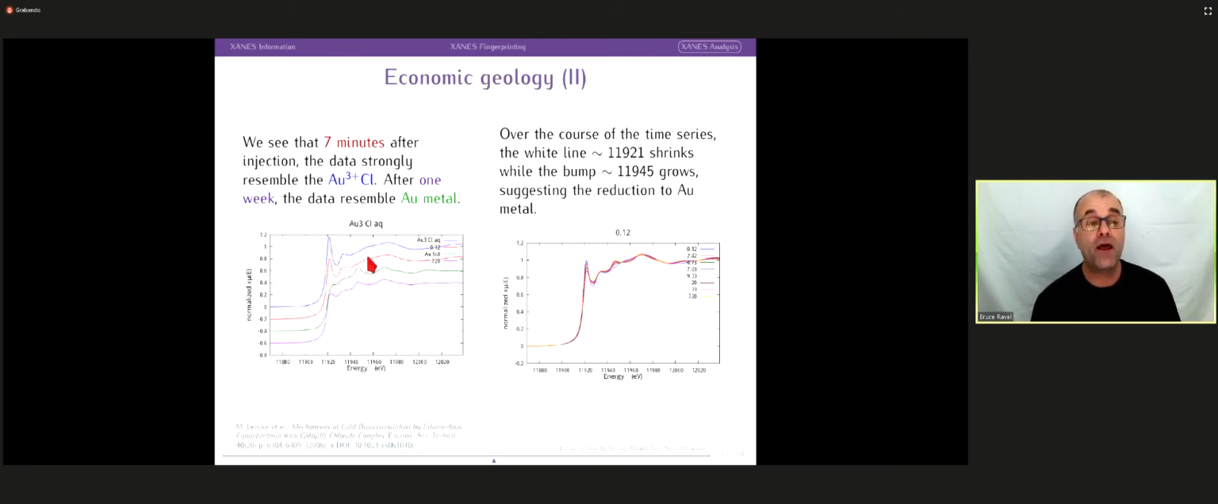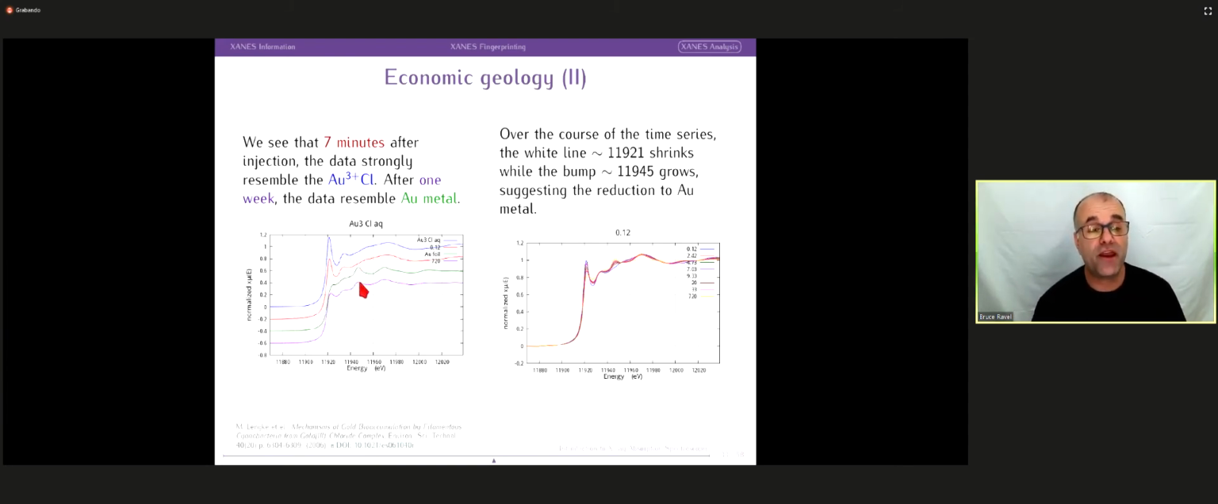You see that the sample with the cyanobacteria looks much like the gold chloride spectrum, but not exactly like. A gold foil looks like the green line here. And after a week, this experiment had been done back in their lab and they brought a prepared sample to the beamline so that we could do the time sequence, but then also measure a week old sample. So the purple one is a sample that was done the same way as what we measured, but it had been sitting around for a week.